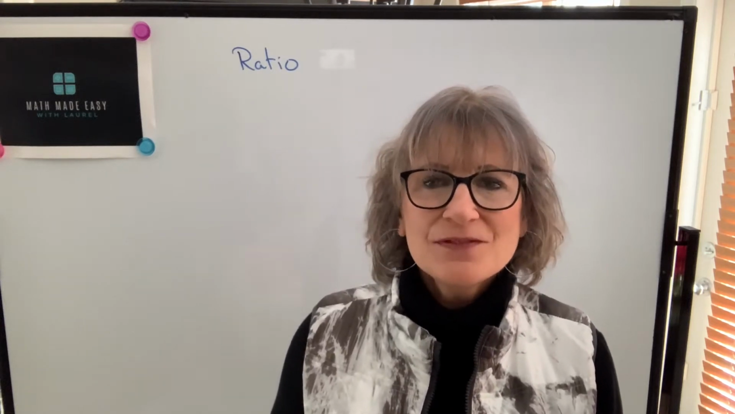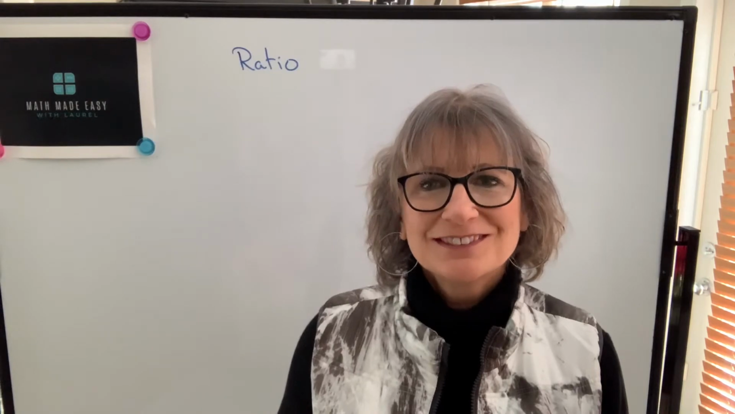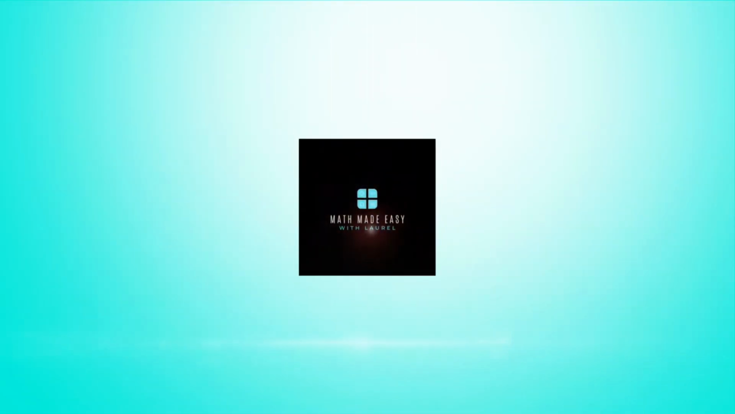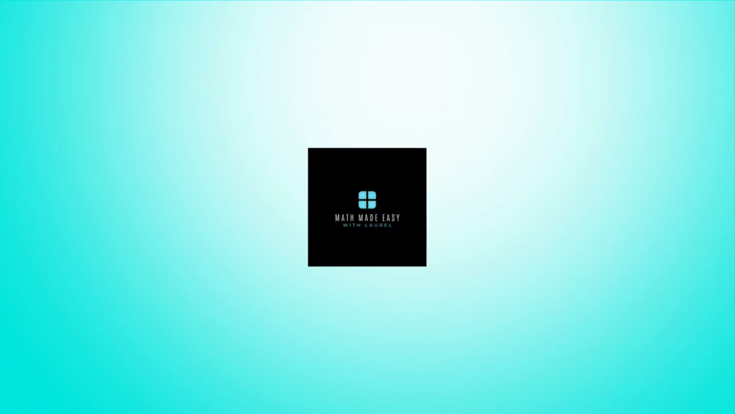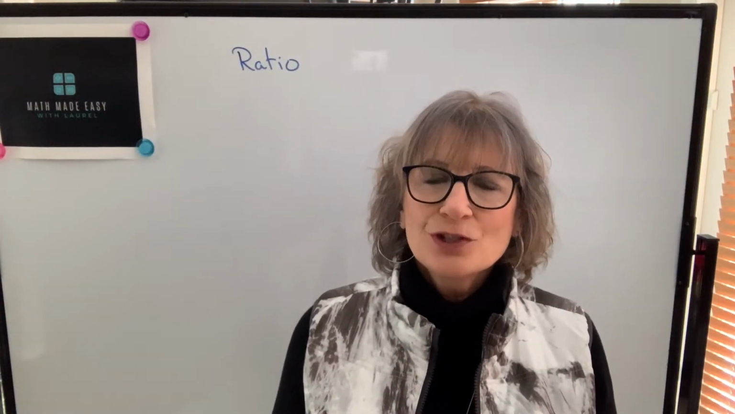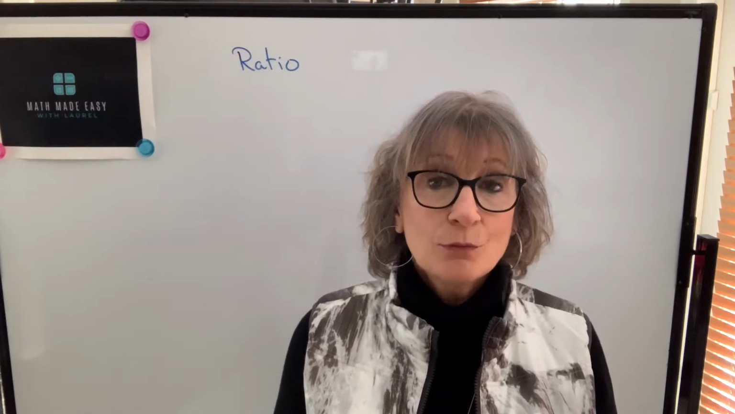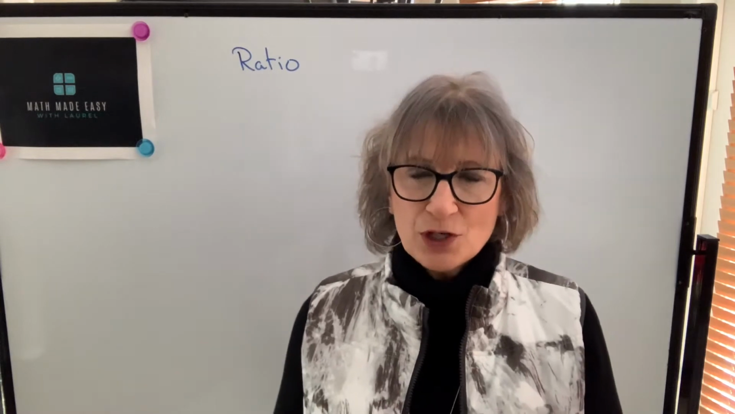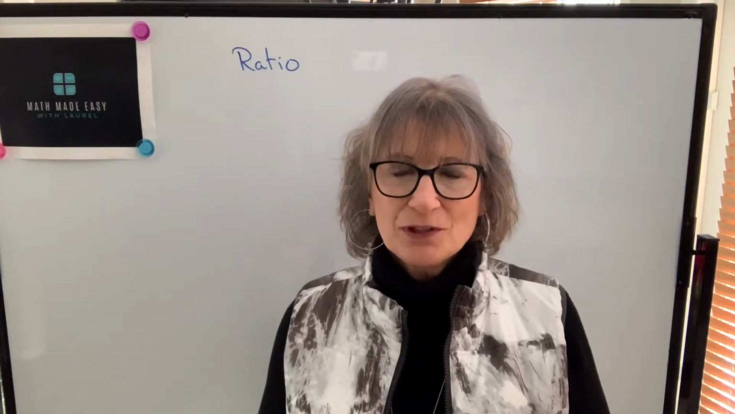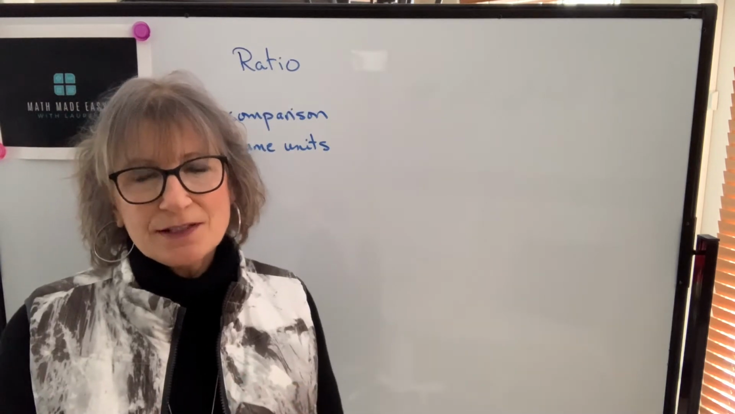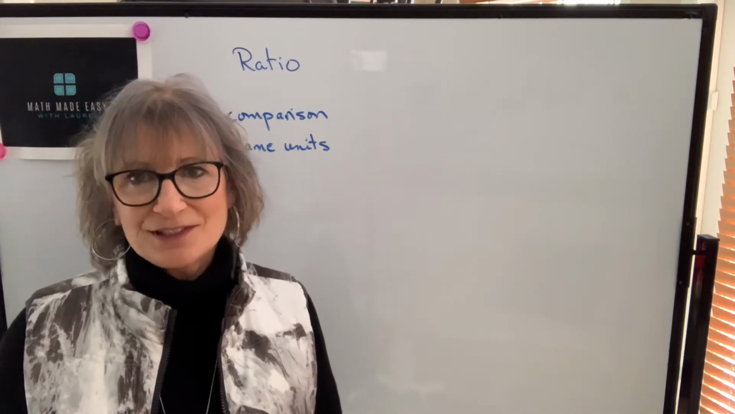I'm Laurel, and in this video we're going to talk about ratio. So a ratio is a comparison, usually of two measurements, but it could be more than two. And when you compare those two measurements, they have to be in the same units. Once you have the two measurements in the same units, you can drop the units.